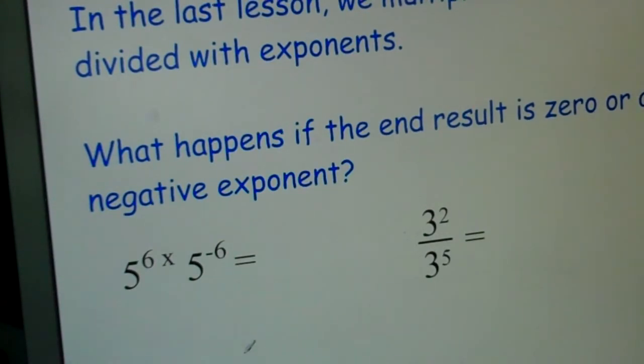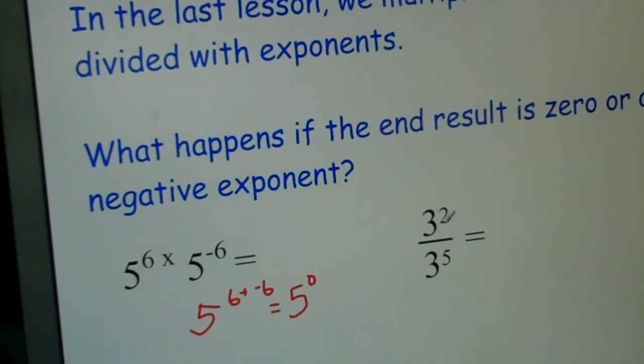For instance, 5 to the 6th power times 5 to the negative 6th power is the same as saying 6 plus negative 6. Remember, we keep the base and we add the exponents. We end up with 5 to the 0 power. What do you think that is? 5 to the 0 power.